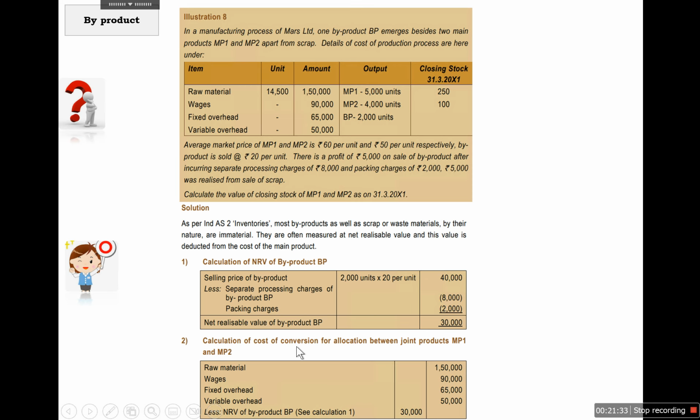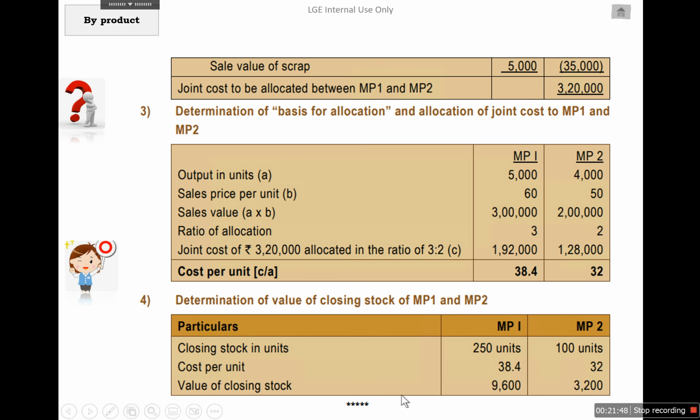Now we calculate the cost of the conversion for allocation between the joint products. So total cost is raw material, wages, fixed overhead, and variable. Then we need to reduce, as we have discussed, the NRV of the byproduct. So 30,000 we will reduce out of it.